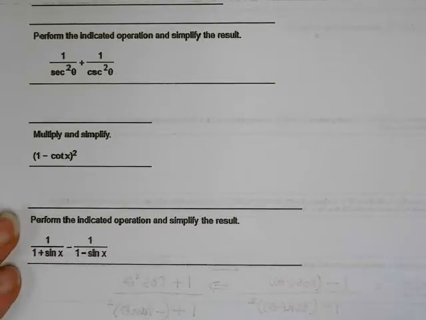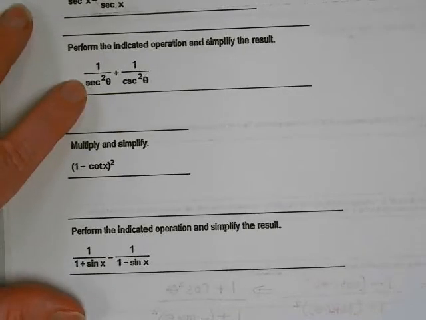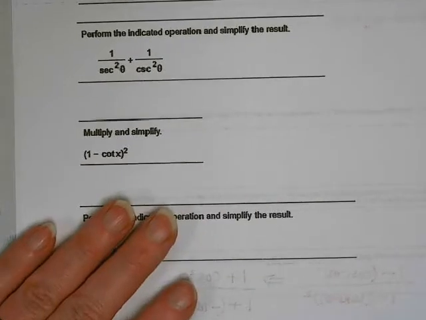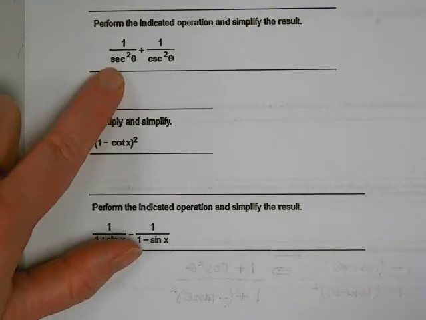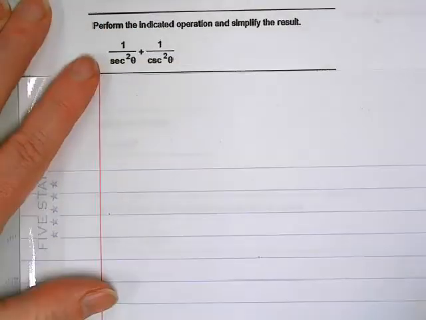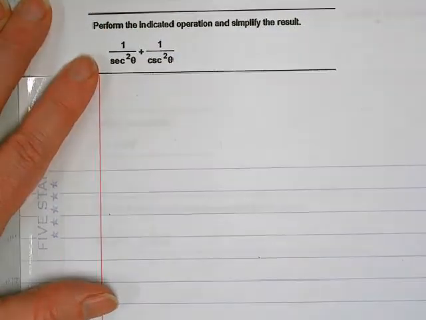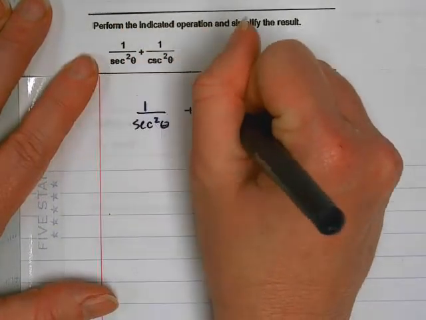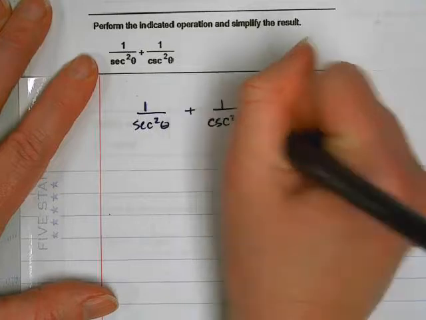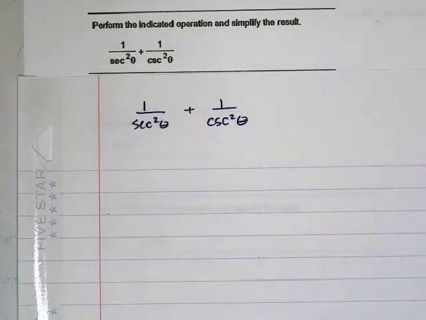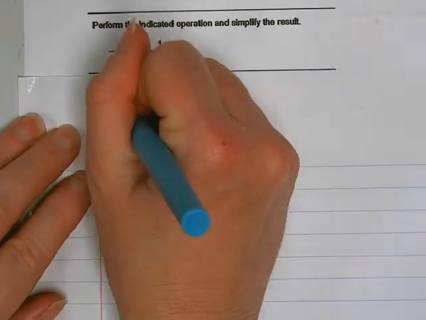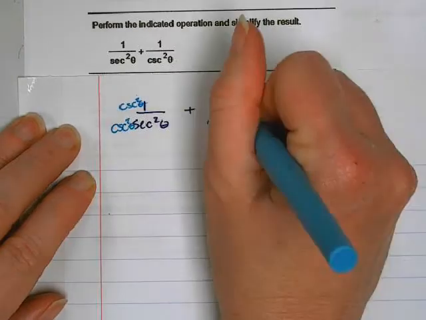Okay, all right, so same idea on these. I need a common denominator. So right here, I need 1 over secant squared theta plus 1 over cosecant squared theta. I need to get a common denominator. The only common denominator could be secant squared theta, cosecant squared theta. So I'm going to multiply cosecant squared theta on this one and secant squared theta on this one.